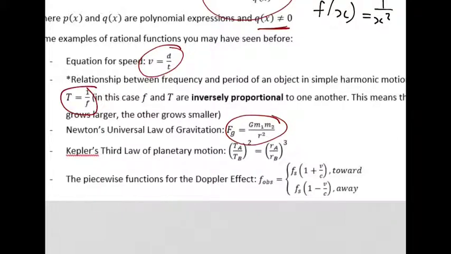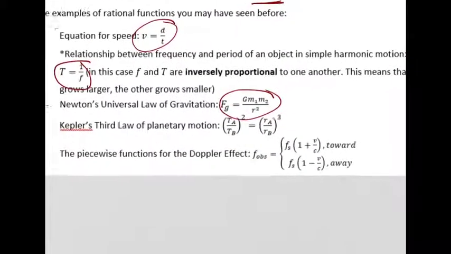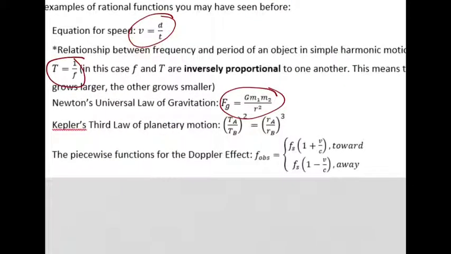Kepler's third law, I don't know if you remember this one from Physics 11. This helped you determine how long it would take for something to rotate around another planetary body. So we dealt with a lot of cube roots and square roots. And then the piecewise function for the Doppler effect is also an example of a rational function. You'll notice that the fractions appear there as well, right? And you guys remember what the Doppler effect is?